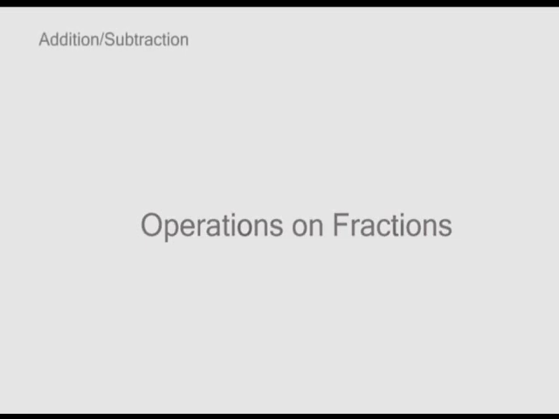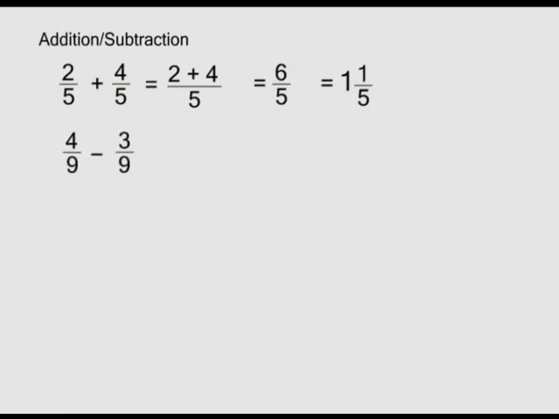Operations on fractions, addition and subtraction. When we add or subtract fractions with equal denominators, we simply add the numerators. So 2 over 5 plus 4 over 5, we retain the denominator 5, then 2 plus 4, which gives us 6. As a mixed fraction, that is 1 and 1 over 5. 4 over 9 minus 3 over 9, we retain the denominator 9, and then we have 4 minus 3, and that should give us 1 over 9.